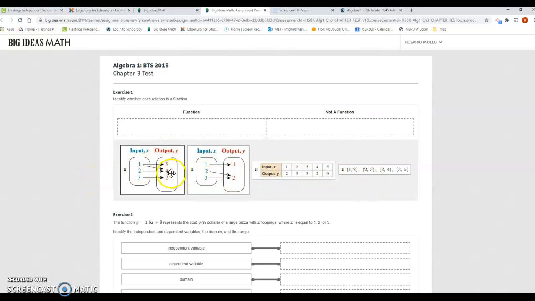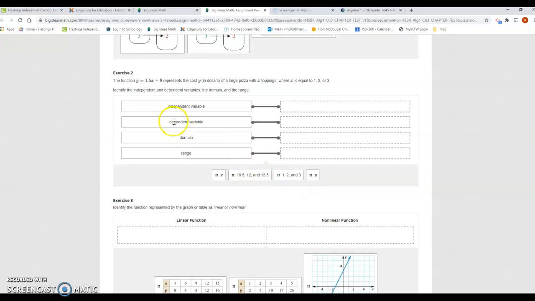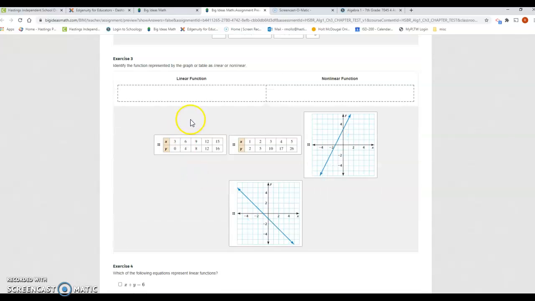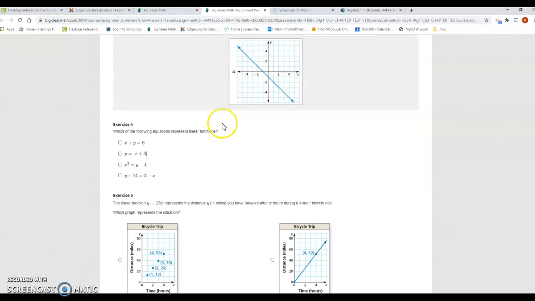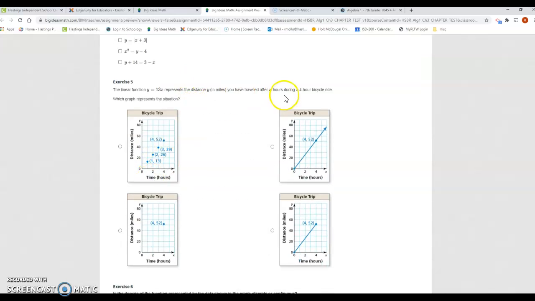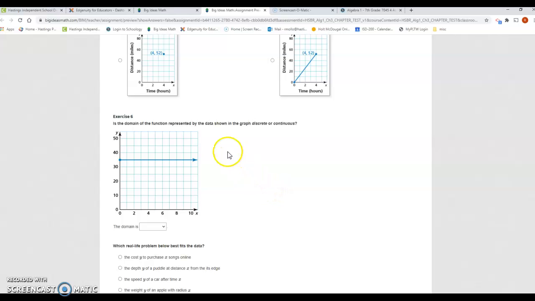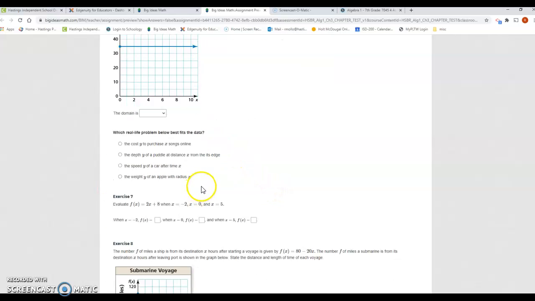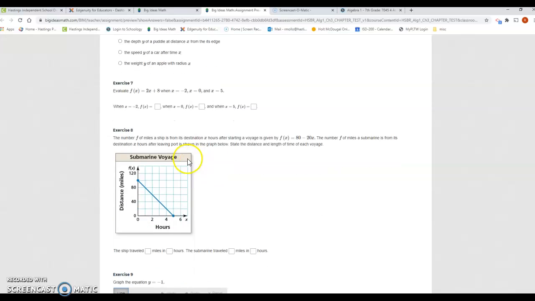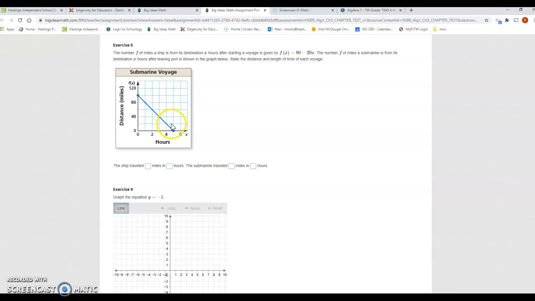So again, clicking and dragging, whether it's a function or not a function, labeling independent and dependent variable and domain and range, deciding whether something is linear or nonlinear, and then the same thing with those equations. There are rules there. Here, deciding pretty much if it's discrete or continuous, depending on the graph there, deciding on the domain and range, and then kind of the same thing here. So which chart fit or which example fits that problem. Here, plugging in the x's here to figure out what f of x is.